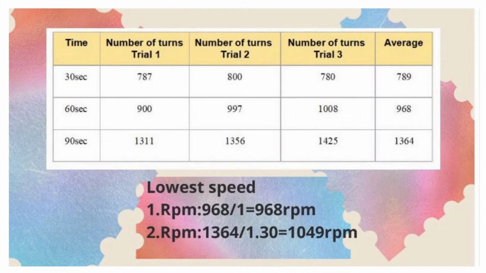In this table it is shown that for 30 seconds we obtain an average of 789 number of turns. For 60 seconds we obtain 968 number of turns.